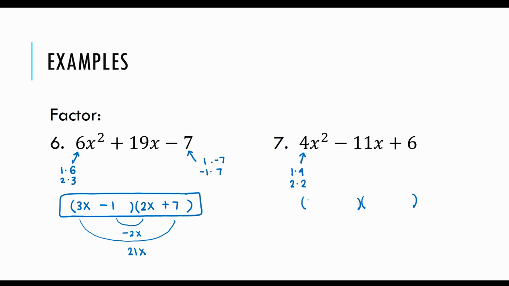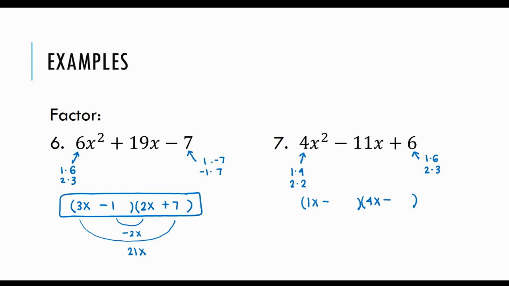So, let's try a 1x and a 4x. Now, if you didn't want to write the 1 with the x, you didn't have to. I just did, but you don't have to. Now I'm moving on to the 6. So 1 times 6 or 2 times 3. Because I want to multiply to a positive but add to a negative, I'm going to have 2 negatives, because a negative times a negative will get me that positive.